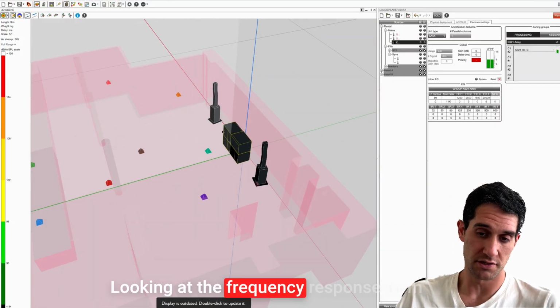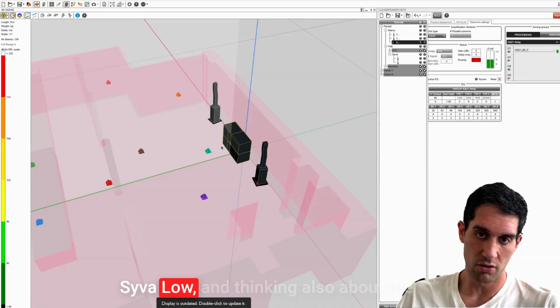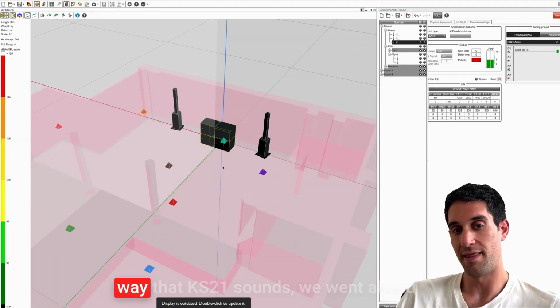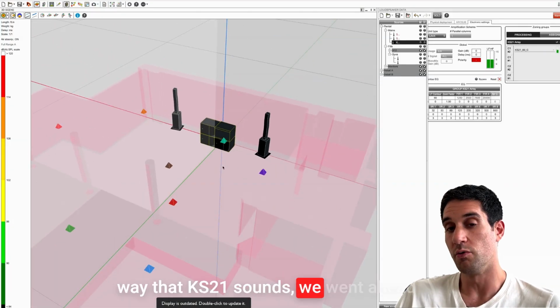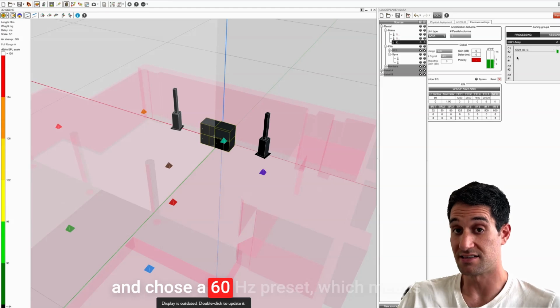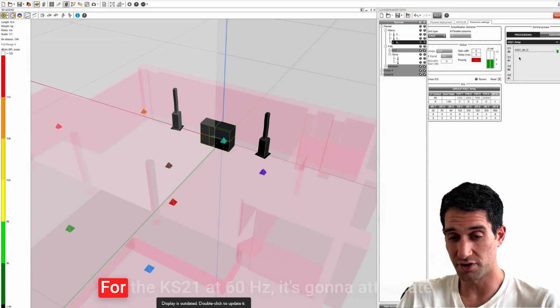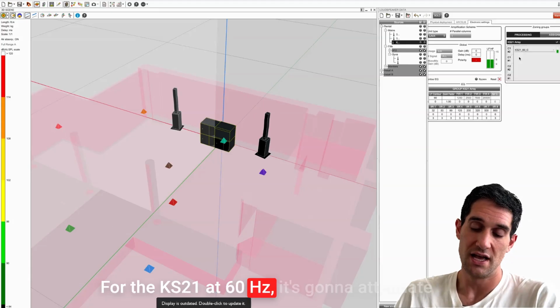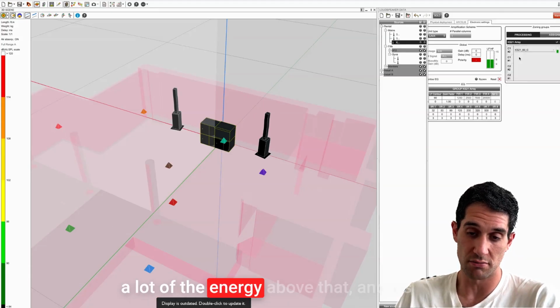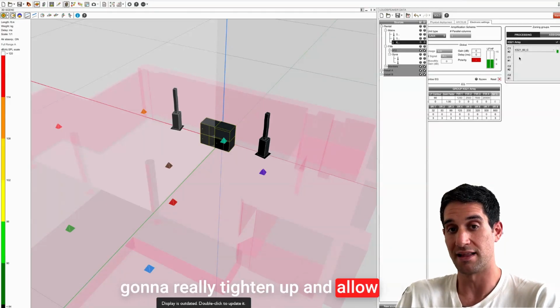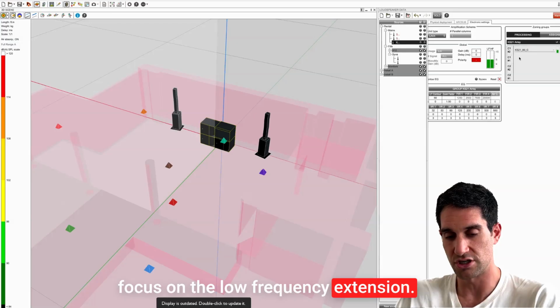Looking at the frequency response from Syva Low and thinking also about the way that KS21 sounds, we went ahead and chose a 60 hertz preset, which means that there's going to be a low pass filter for the KS21 at 60 hertz. It's going to attenuate a lot of the energy above that. It's going to really tighten up and allow it to focus on the low frequency extension.